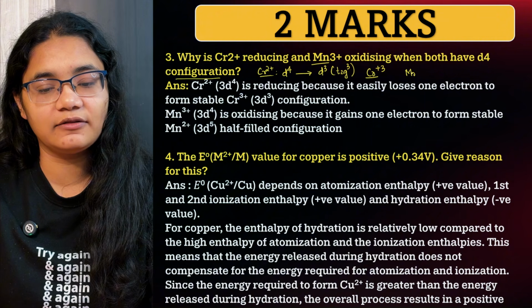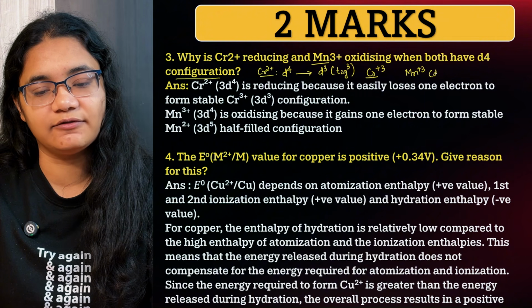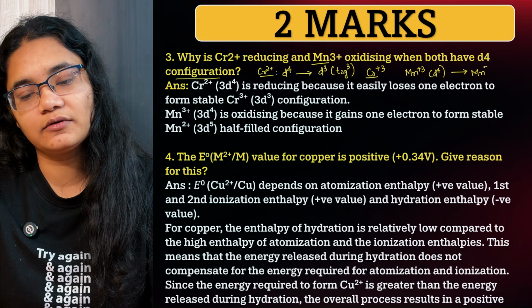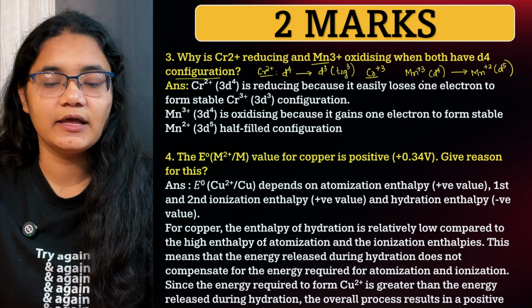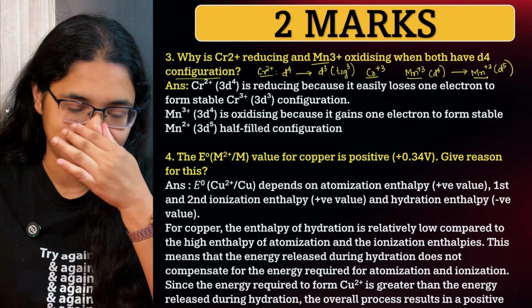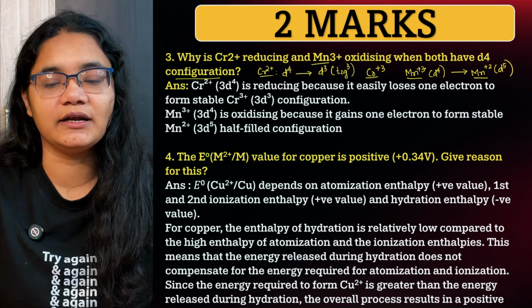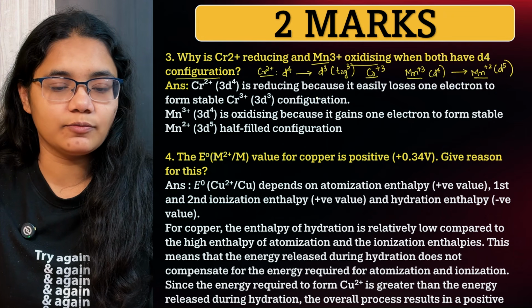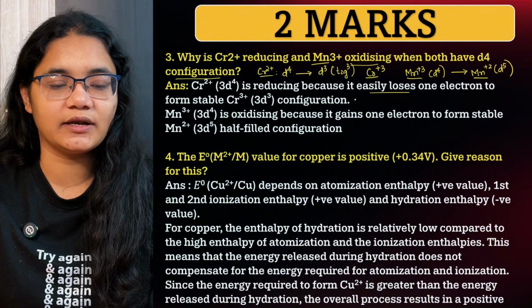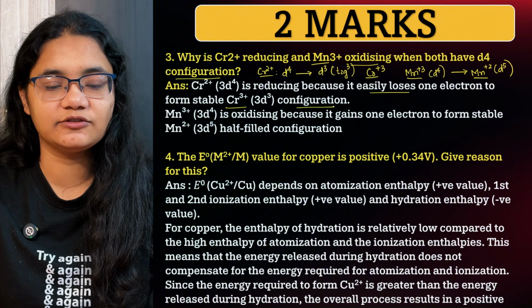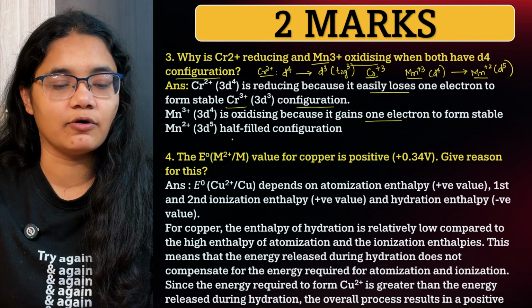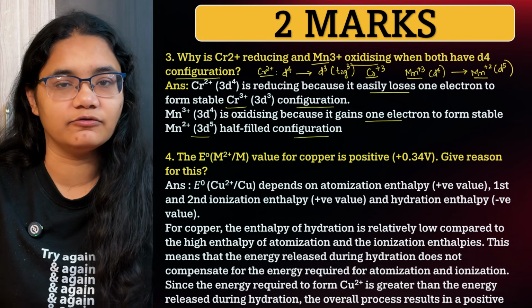Now if you see Mn3 plus, its configuration is d4. Now from here it gets reduced to Mn2 plus, which is your d5 configuration. Okay, so Mn3 plus to Mn2 plus, d5 configuration is there, so that is why here it is reduction, so it will behave as an oxidizing agent. So Cr2 plus is reducing because it easily loses one electron to form stable Cr3 plus configuration. Mn3 plus is oxidizing because it gains one electron to form the stable Mn2 plus half-filled configuration.